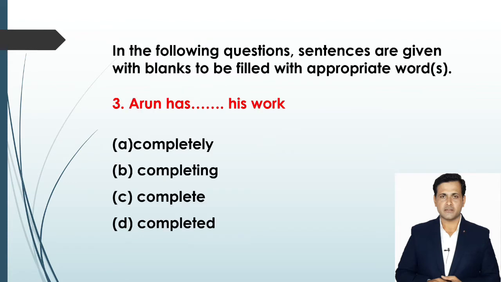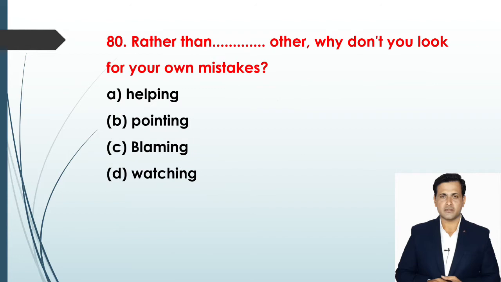Next one. Now we have a different question. In the following questions, sentences are given with blanks, and we have to fill them with appropriate words from the options. Arun has dash his work. Arun has completed, so option D is correct. Question 4, as the number appears in our question paper of 2013: Rather than dash others, why don't you look for your own mistakes?